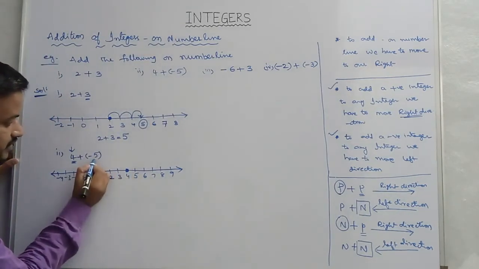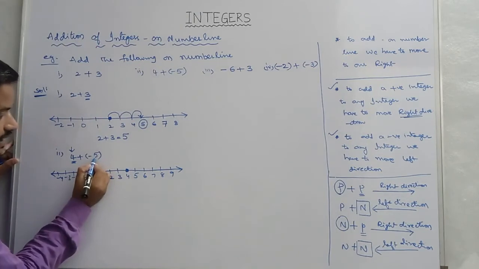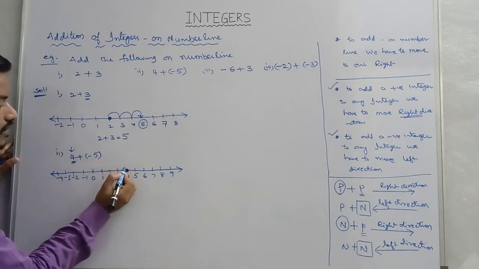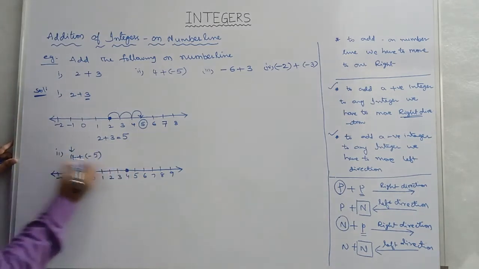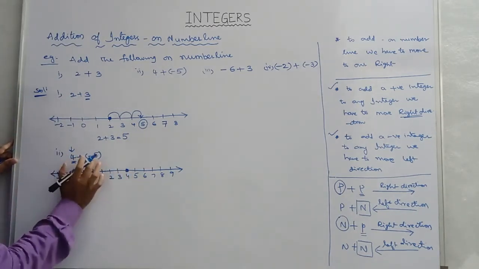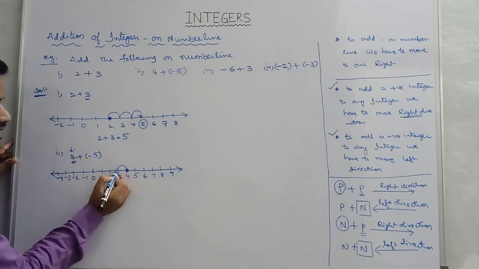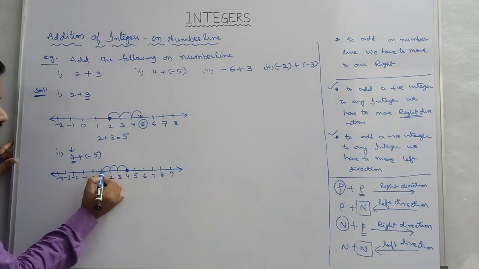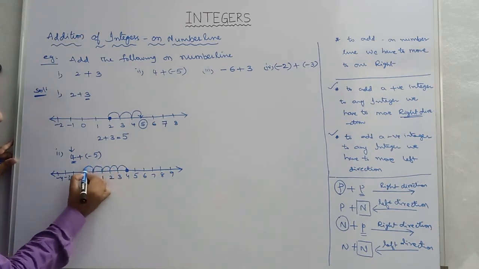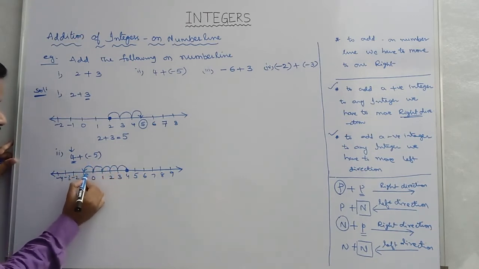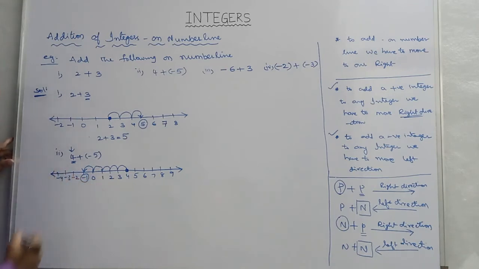This indicates the number of steps. How many steps do we have to move? 5 steps, isn't it? 5 steps to our left. Why do we have to move to our left? Because the second integer is negative. So here 1, 2, 3, 4 and 5. So finally we reached -1.